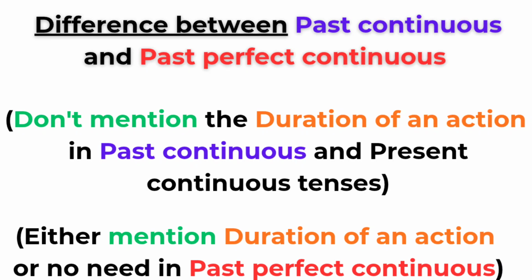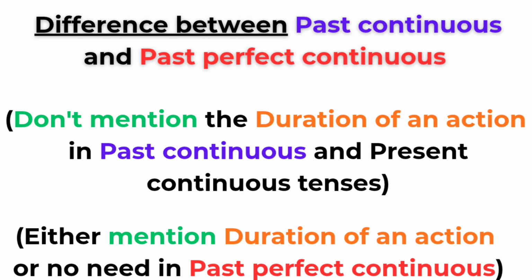In today's video, we are going to talk about the difference between past continuous and past perfect continuous. There is always confusion, right? If you look at these two tenses, they are ongoing actions, right? In today's video, we will discuss the difference between them, okay? You need to take down notes. These are two important points.